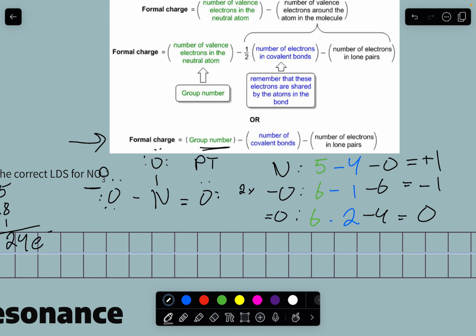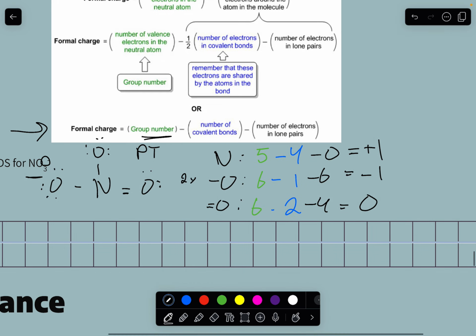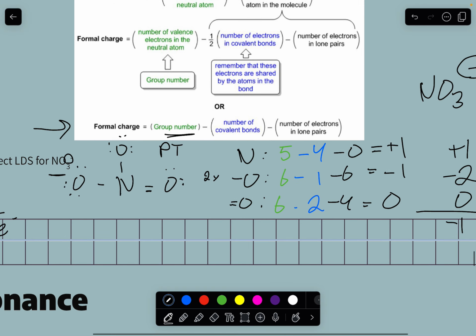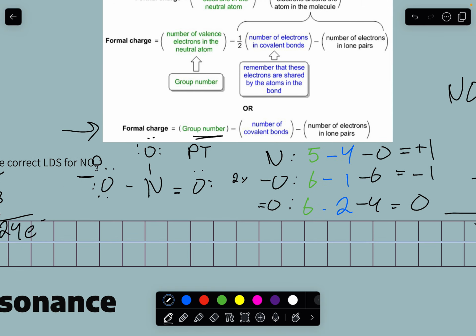All right, so we have a plus 1 for the nitrogen. Remember, we have 2 of these single bond oxygens, so overall that's a minus 2. And then a 0 for the double bond oxygen. So for the whole compound, we have a minus 1 charge there. That matches, right, because we had NO3 minus. That matches our charge for the compound. So this is going to be the correct drawing based on formal charge.